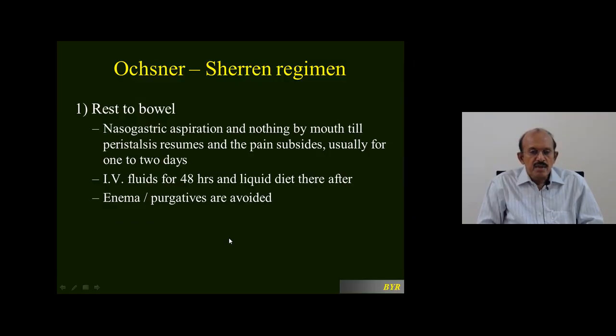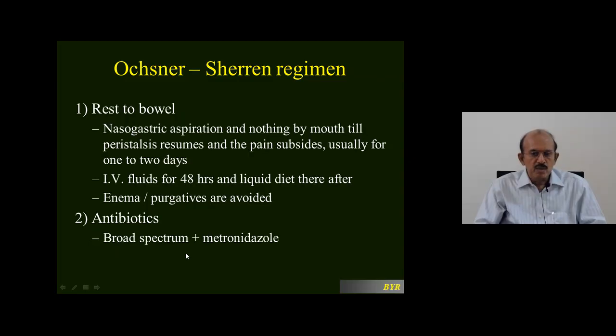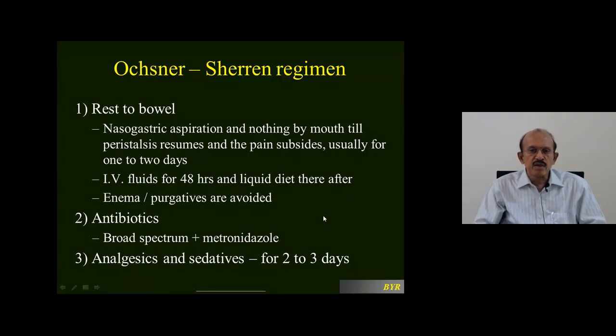It will increase the peristaltic activity, thereby aiding in the spreading of the peritonitis. That is why enemas and purgatives are completely avoided. Broad spectrum antibiotics, which cover gram-positive and gram-negative organisms, plus metronidazole to cover the anaerobic bacteria, are administered. Analgesics and sedatives are given for 2 to 3 days because pain will be more during that time.